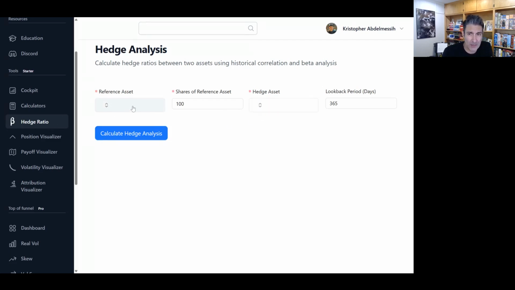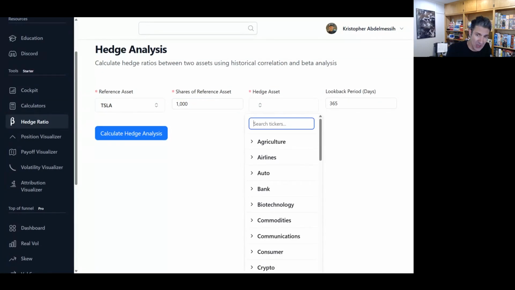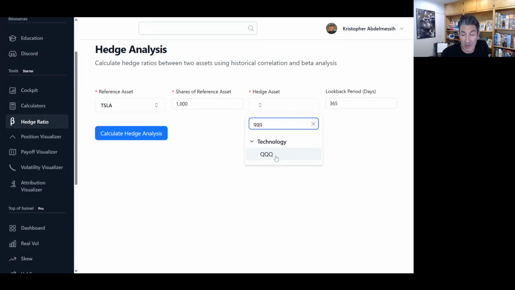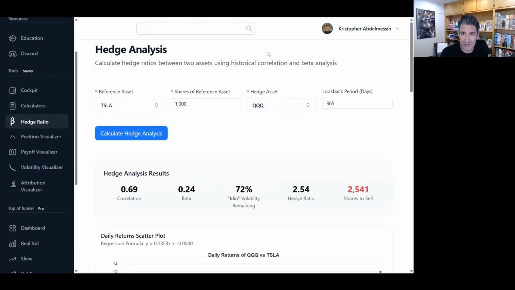Okay, so the easiest way to do this is by demonstration. So we're going to put Tesla in here as the reference asset. Let's say we're long 1,000 shares of Tesla, and you want to hedge it by being short the Qs. I'm not saying you should do this. I'm just saying what if. Okay. Let me run calculate hedge analysis.